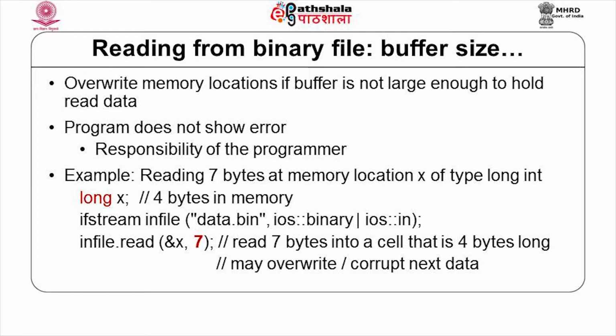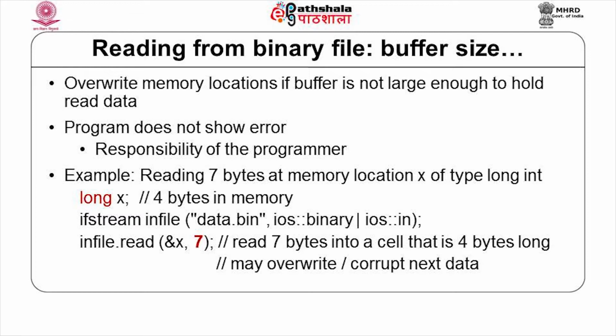See this example, x is declared as long. So, obviously, it will use 4 bytes in the memory, and we have opened the file for input. After that, we read 7 bytes and it is to be stored at x, converted into char star. So, when we read 7 bytes, after the 4 bytes of x, the next 3 bytes may be corrupted or may be overwritten.